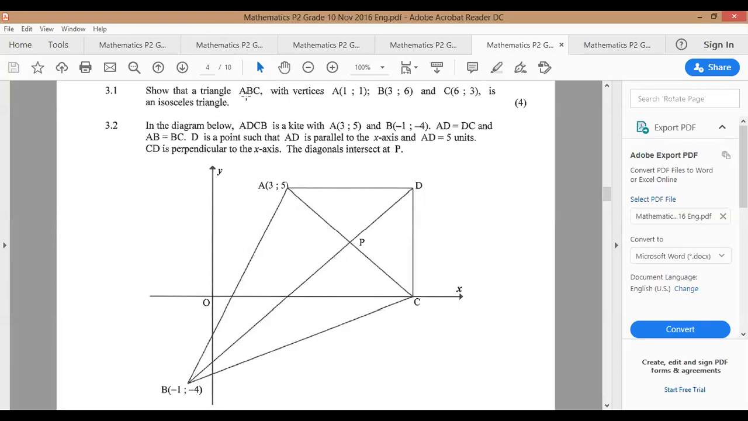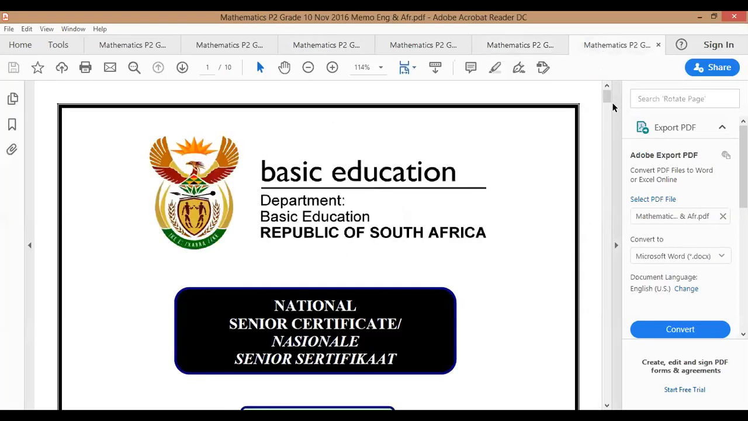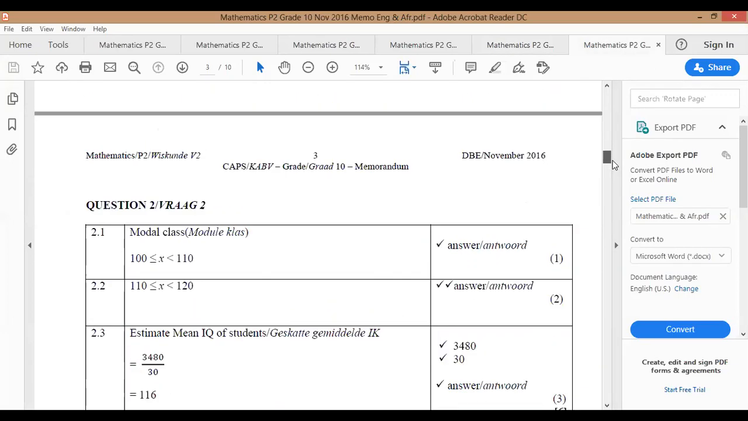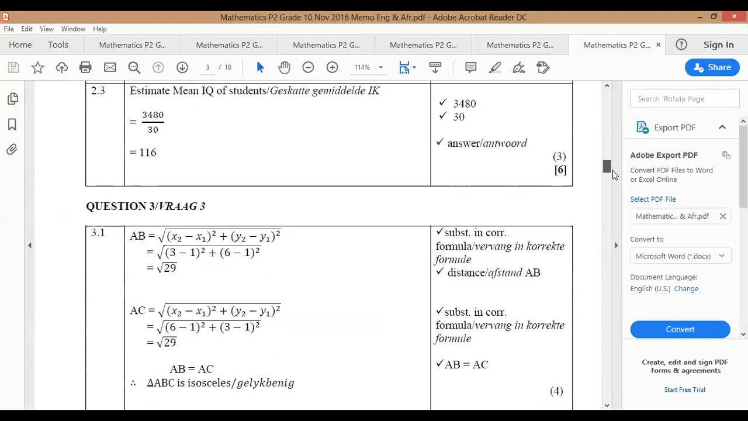Basically, guys, you need to know the properties of an isosceles triangle in order to see that this is an isosceles triangle. What are the things that you need to know, right? You wouldn't know whether it's an isosceles triangle or not if you don't know its properties, guys. Now, if you look here, let me just go to question 3.1.